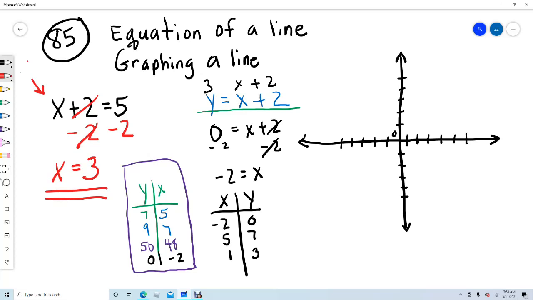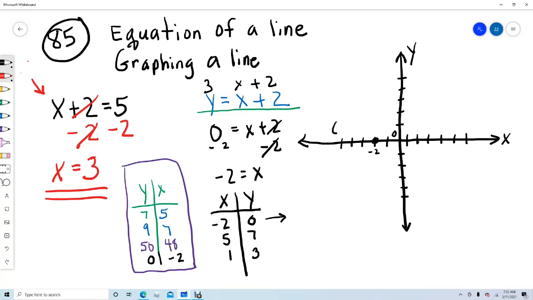I'm going to graph -2, 0. Remember, we always do x first. This is the x coordinate, and this is the y. So x is the horizontal value. We go left to right, and then for y, we go up or down. It's the vertical value. So when we have the point right here, -2, 0, I'm going to start at the center, at the origin there at 0. I'm going to go to -2. This is -1, -2 in the negative direction. And then I'm going to go 0. I'm not going up or down. I'm staying right there at 0. So that's my first point.